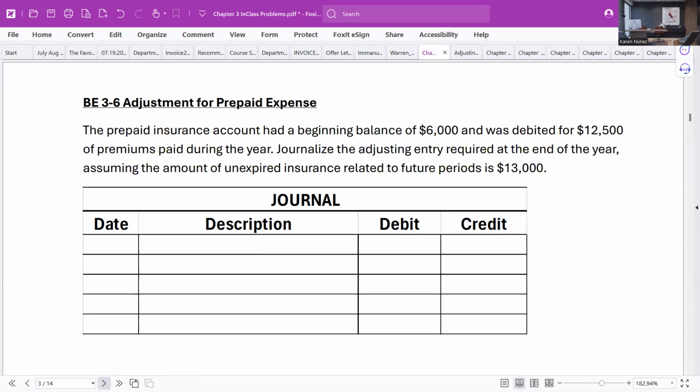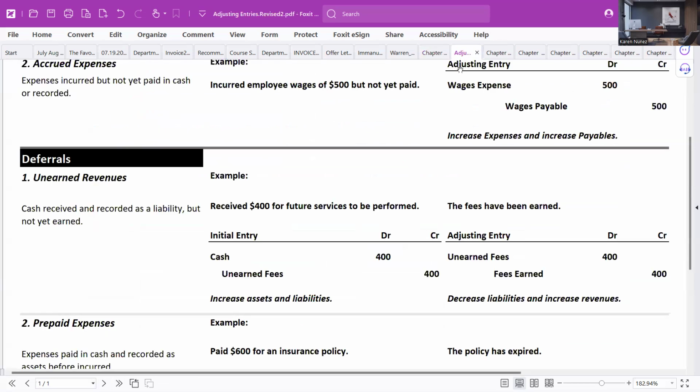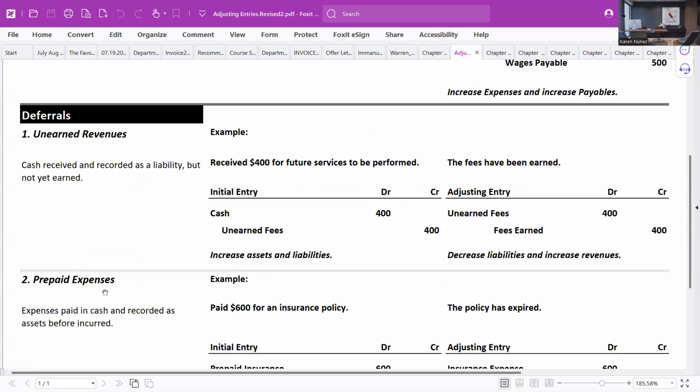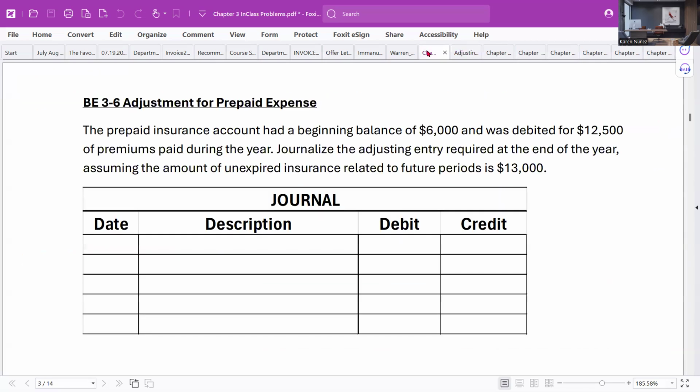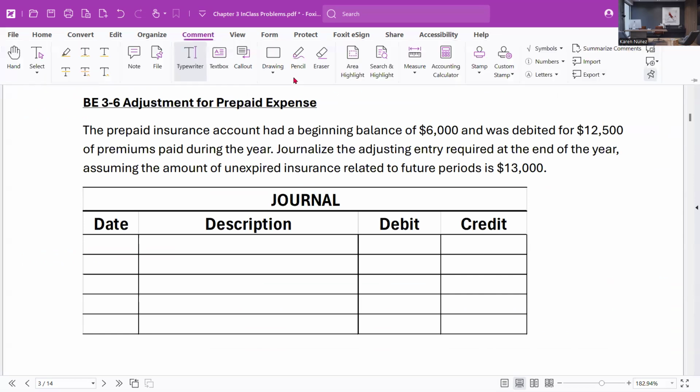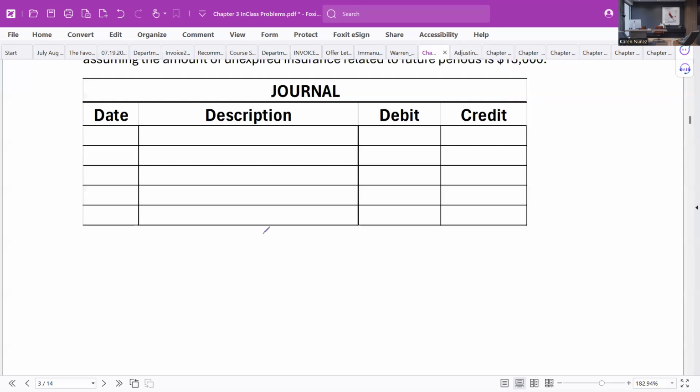Now we have an adjustment for a prepaid expense. So prepaid expense, another one of those deferred items. Prepaid expenses are a deferral. So initially, the payment for the insurance or any other prepaid item goes into the prepaid account. At the end of the appropriate period, we've got to recognize the expense and reduce the prepaid account. So that's what we have here in exercise BE 3-6. It's a prepaid expense. They paid their insurance in advance. So if I could, I think sometimes it's helpful to talk through this in terms of a T account, right?